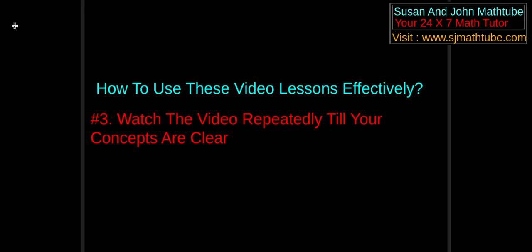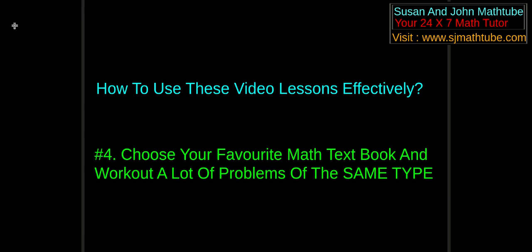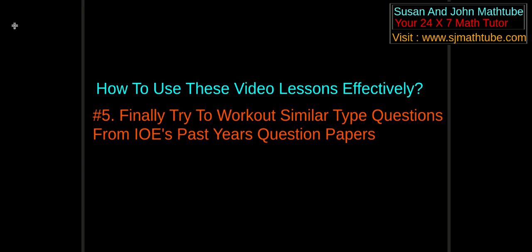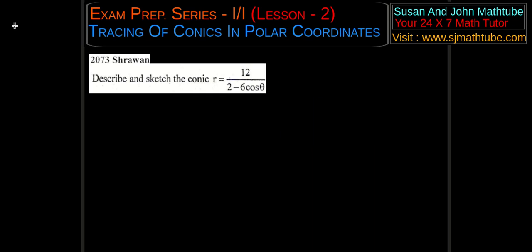And point number 3 and point number 4 are very important. Once you complete this video lesson, you can choose any book which you like and try to work out a lot of problems of the same type. And finally, test yourself. Collect some past years' question papers and try to work out similar questions. And if you're able to do those questions properly, that's it. You use the lessons effectively and efficiently. And with that, let's start today's lesson.